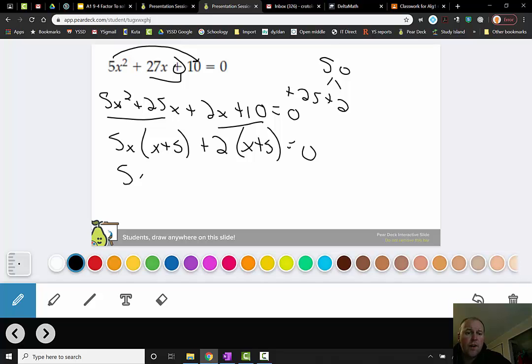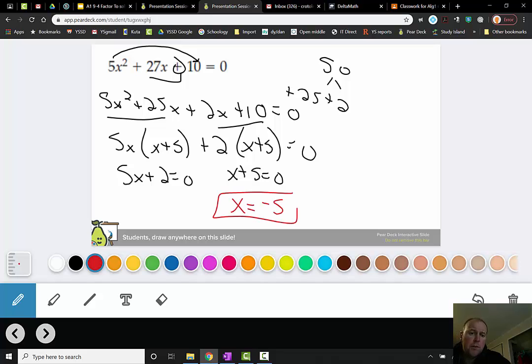So 5x plus 2 equals 0, and x plus 5 equals 0. I really like these for the second one, because all we have to do is subtract the 5. So we get negative 5. In this one we have 2 steps. 5x equals negative 2 divided by 5. So you're in pretty good shape there. Negative 2/5 and negative 5. Okay, so that takes care of what we're doing here in the mid of this chapter.